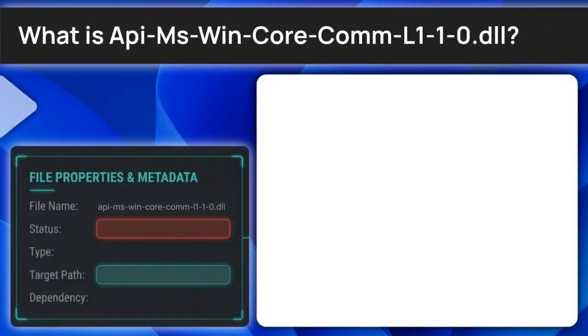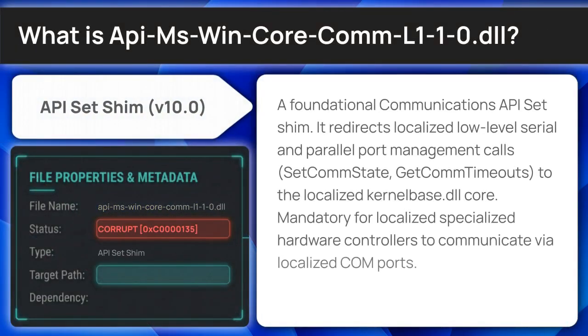This is the WinCore Comm Library, a foundational communications API Set Shim. It redirects localized low-level serial and parallel port management calls, SetCommState, GetCommTimeouts, to the localized kernel-based DLL core. Mandatory for localized specialized hardware controllers to communicate via localized COM ports. Understanding the file's role is a great start. Now let's look at replacing it.